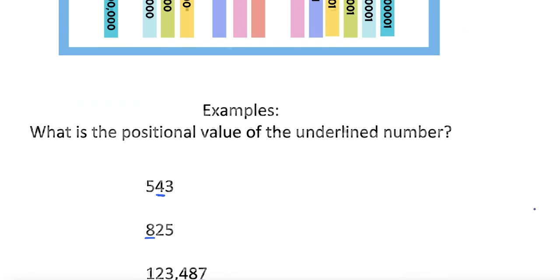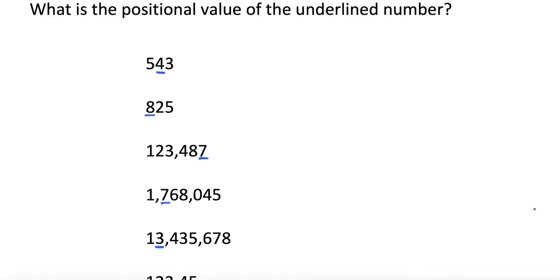Now let's look at some examples. What is the positional value or the place value of the underlined number? Okay, so we have a couple examples over here. Let's begin with the first one. So we have the 4 that is underlined, right? The 4 is in the tens place value. How do I know that? Well, visibly, there is not a decimal point written, right? But I remember that I can just add it, and add 2 zeros.